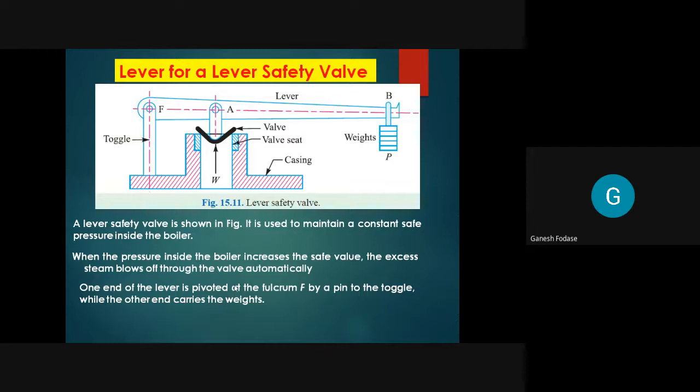I told you this: one end of the lever is pivoted at the fulcrum, up here, by a pin to the toggle. This is the toggle, and we attach one pin to the toggle to make this pin joint. One end of the lever is pivoted at the fulcrum using a pin and is attached to the toggle, while the other end carries the weight. So there are two ends of the lever, and in between it is fitted on this boiler.